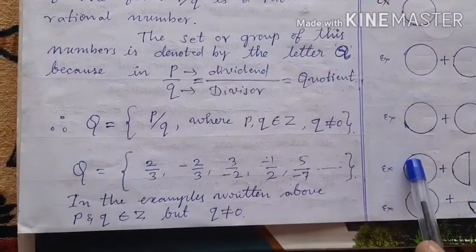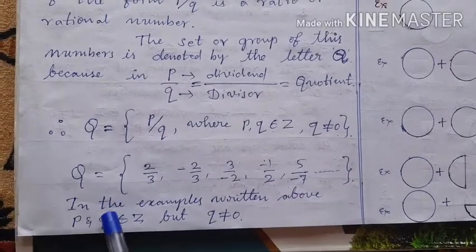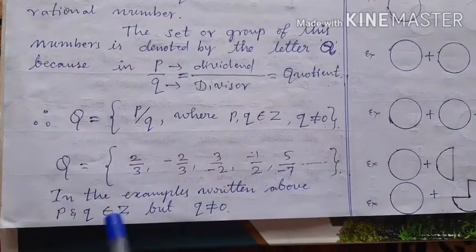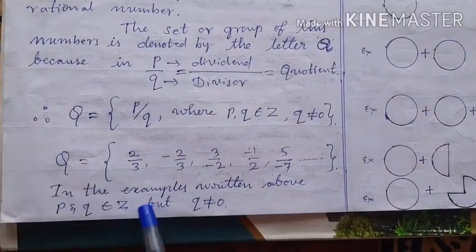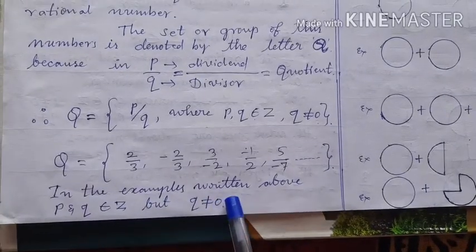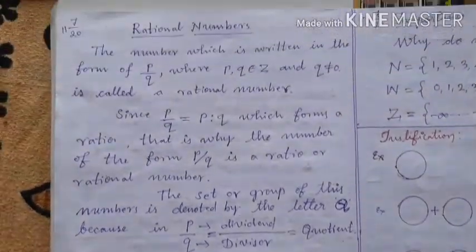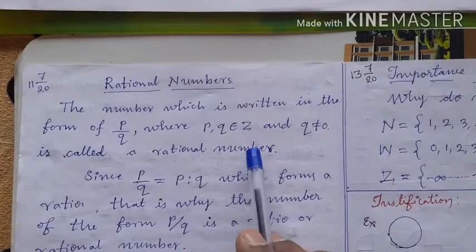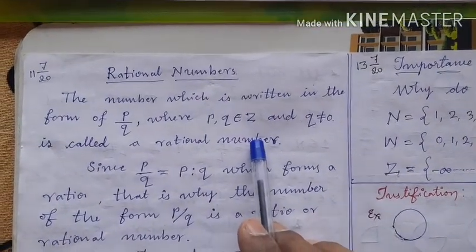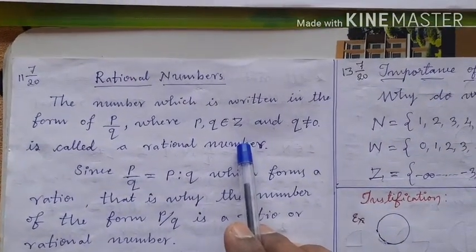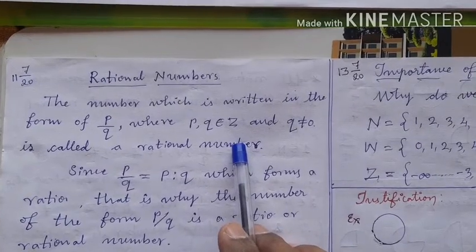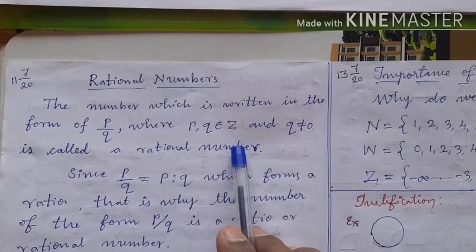In the examples written above, p and q are integers, but q is not equal to 0. This is all about rational numbers. But today, children, we will learn about irrational numbers first, and then we will learn about real numbers.